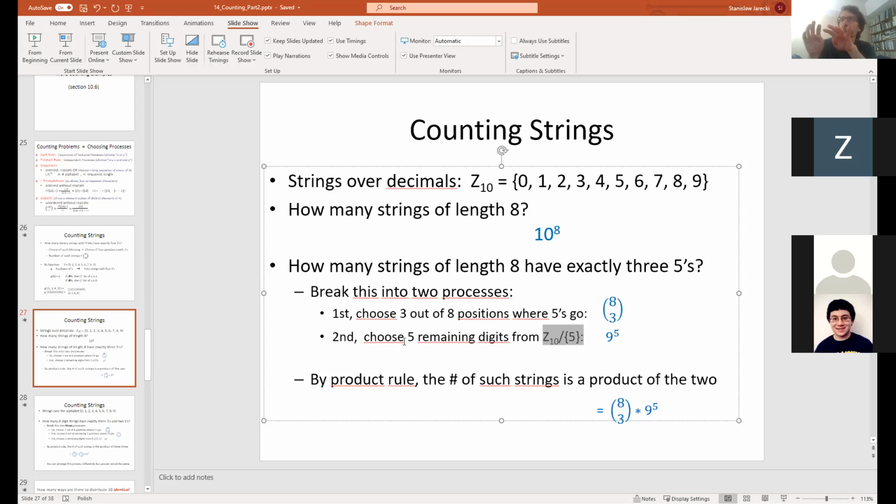And I choose how many are left. I took 3 positions out of 8, occupied them by 5s. So there are 5 remaining positions. And repeats are okay, so there are no other constraints, right? So it's 9 to the 5. Product rule, because these two processes were independent. You could literally do this. You can choose these strings like this. Tell one person, you choose the positions of the 5s, and tell the other person, you choose the 5 remaining digits and order them. And now, given these two choices, you can create a string.